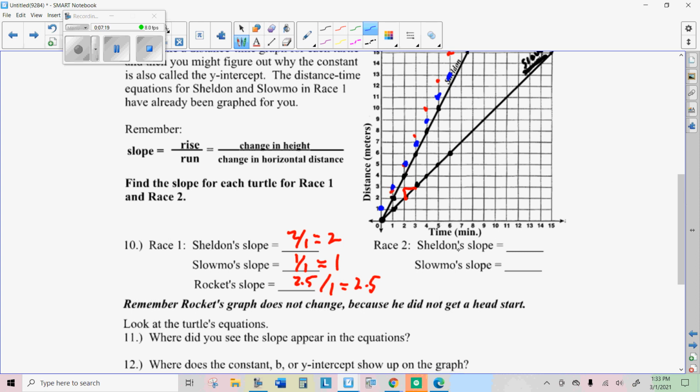Sheldon is going to be the same, right? His equation didn't change, so we don't need to do a new one for Sheldon. That's those red dots there. But you need to do a new one for Slow-Mo. Go ahead and see if you can get that right. Remember, he starts at 6, not at 0.